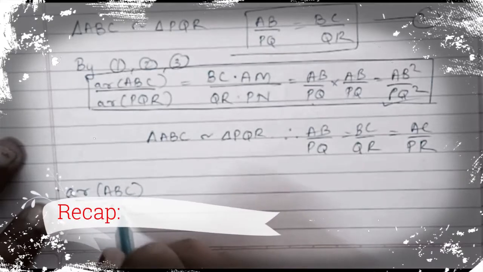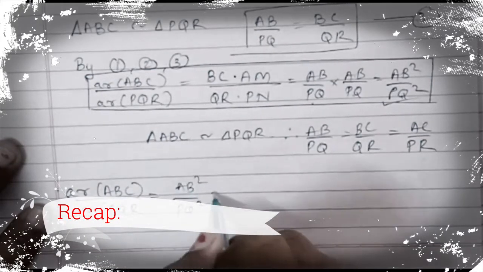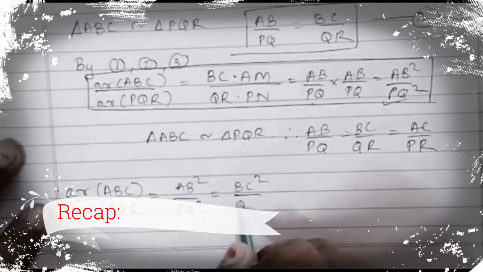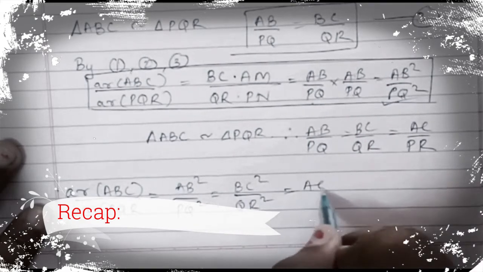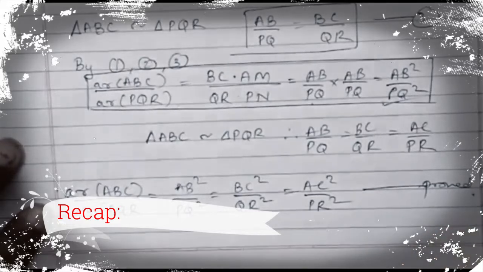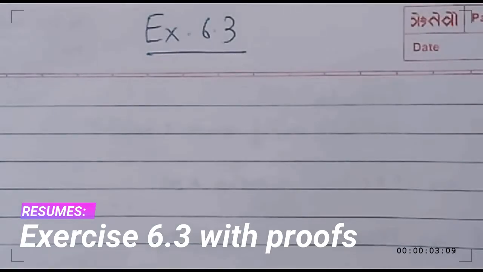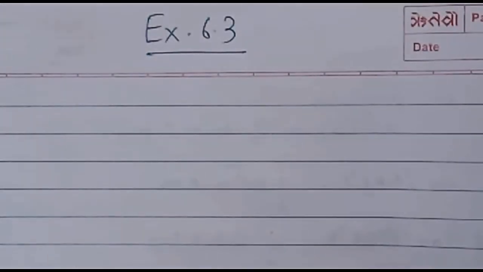Area of triangle PQR is equal to AB square by PQ square is equal to BC square by QR square is equal to AC square by PR square, and hence the result is proved. So we shall now do exercise 6.3, in which it is mentioned to state which pair of triangles in the figure are similar and write the similarity criterion used by you, and also write the pair of similar triangles.